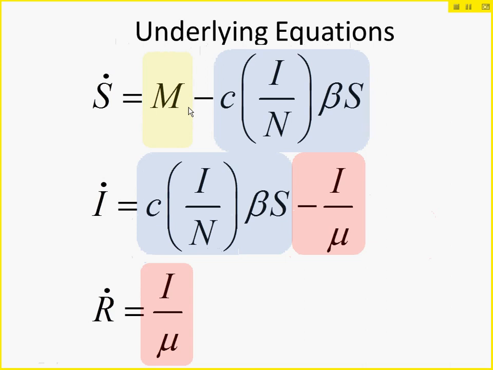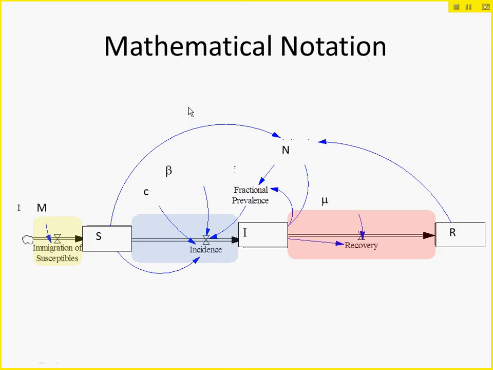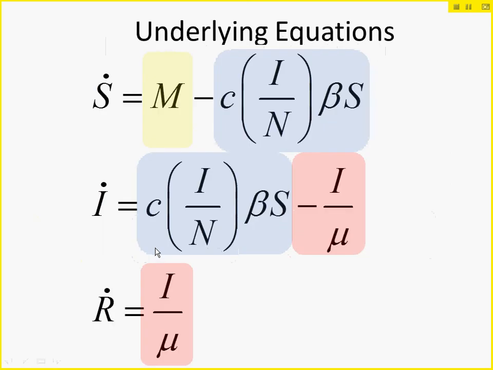Well, let me ask this. What is this whole term? What must that represent if we look back here? What must that represent? The color also gives it away. So if we're considering S, we have M coming in, and then what else is affecting S? What other rate is affecting S? The incidence here. Yeah, the incidence. And it's colored in blue.